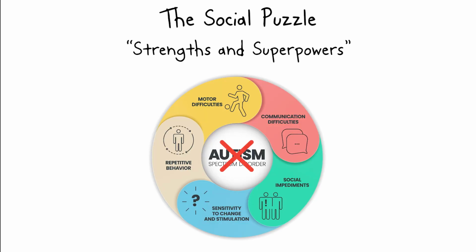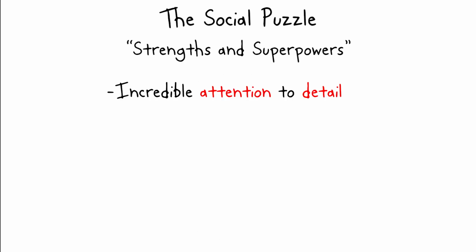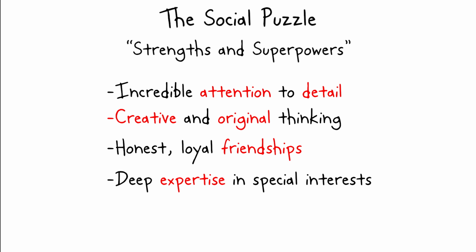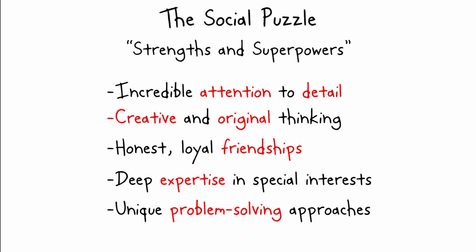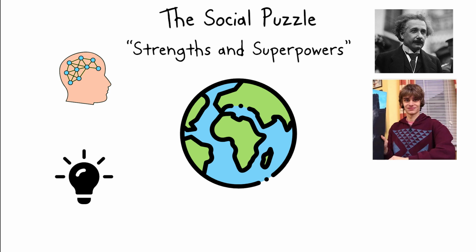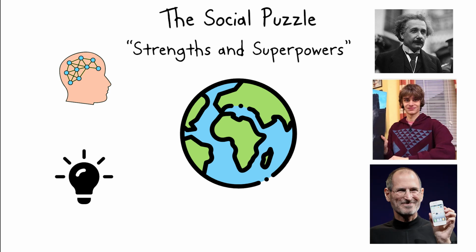Strengths and superpowers. Autism isn't just about challenges. It's packed with unique strengths: incredible attention to detail, creative and original thinking, honest, loyal friendships, deep expertise and special interests, unique problem-solving approaches. The world needs neurodiversity. Think of the amazing inventors, artists, and thinkers who might be on the spectrum.